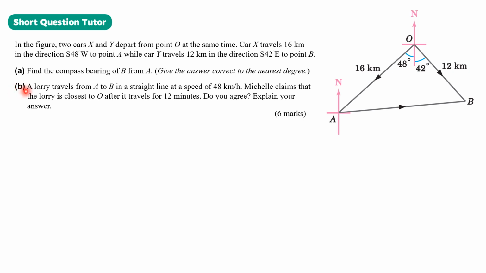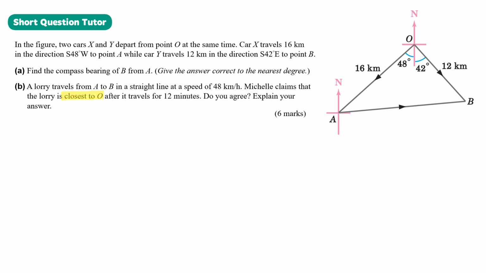In part B, a lorry travels from A to B in a straight line at a speed of 48 km per hour. Michelle claims that the lorry is closest to O after it travels for 12 minutes. The word closest is obviously the most important part.